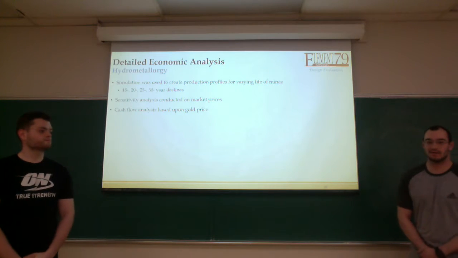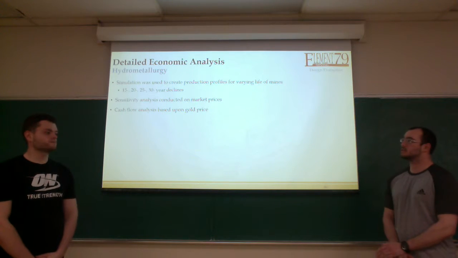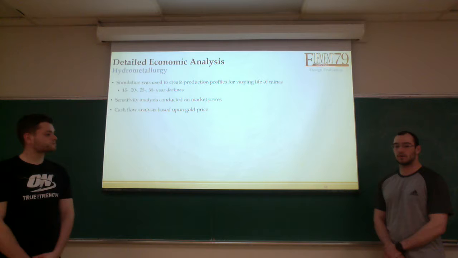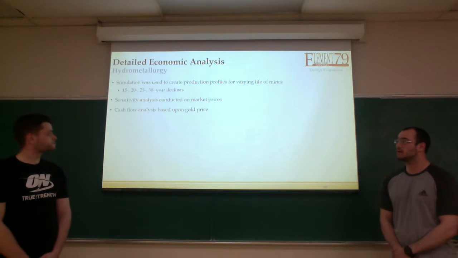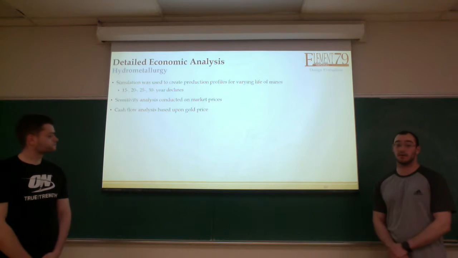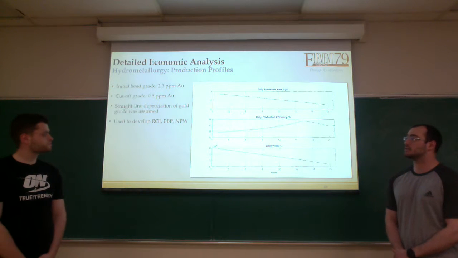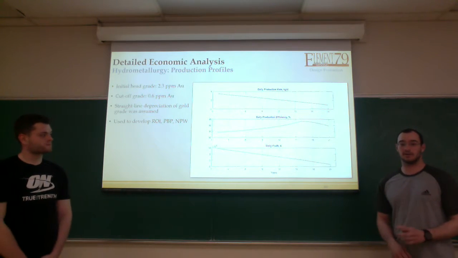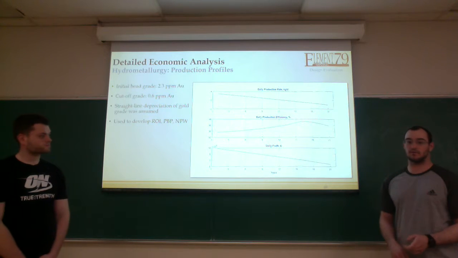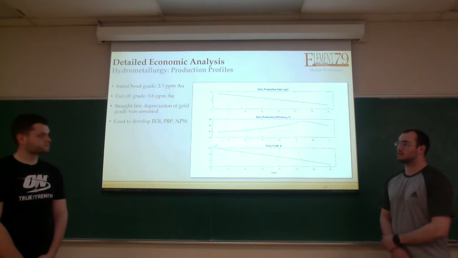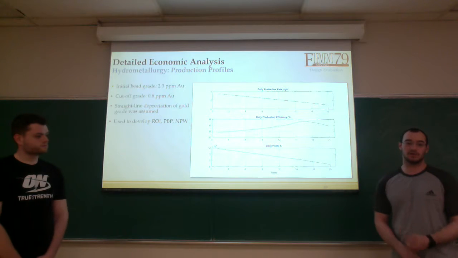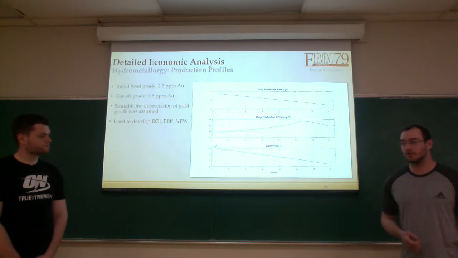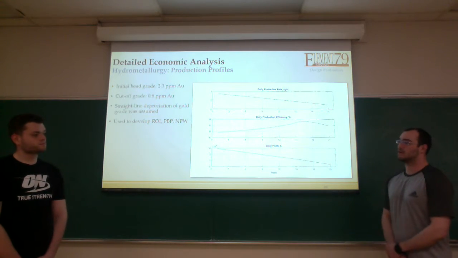For the hydromet side of the economic assessment, we used the same 15, 20, 25, and 30-year life of mine, and also did a sensitivity analysis on the market prices that were used in the optimization. Again, using a 2.3 ppm gold head grade and a 0.6 ppm gold cutoff grade, we can determine the production profile, the production efficiency, and also the profitability over a range of the life of field.